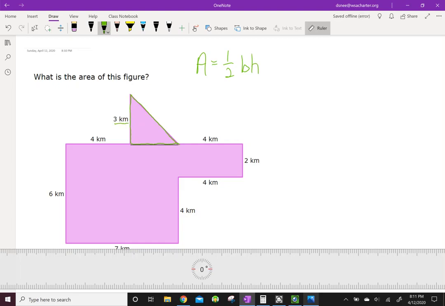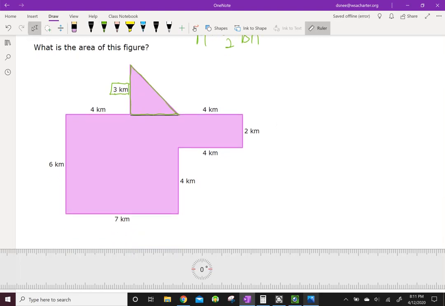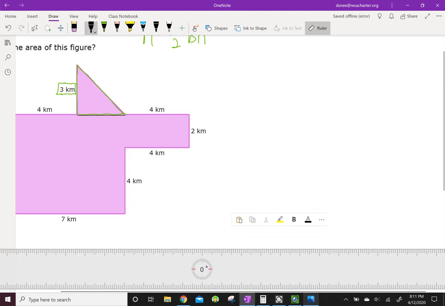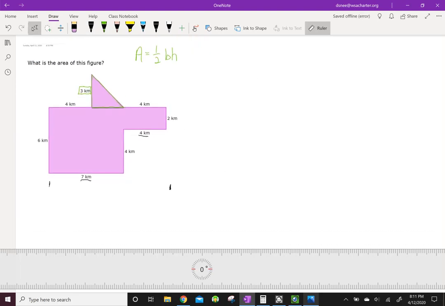Well, I've got my height, right? My height is 3 kilometers, but I don't have my base. I don't know how long that base is, okay? Down here on the bottom, the whole length, right? I've got 7 plus 4 over to here. So the whole thing is 11 kilometers. It's 7 plus 4. Okay, these are kind of puzzles. They're pretty fun.